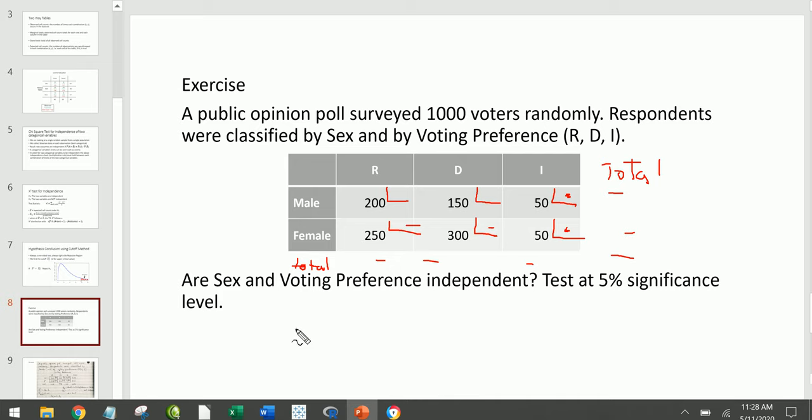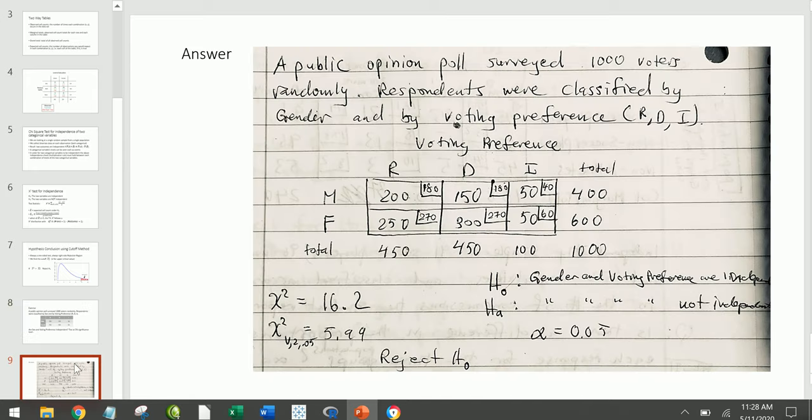I'm going to go to the answers here. Okay, so once you get the marginal totals and the expected cell counts, of course the grand total as well, you formulate your null hypothesis to answer that question: are these two variables independent? Well, the null hypothesis is going to be that sex and voting preference are independent, versus the alternative that sex and voting preference are not independent. Significance level 0.05. Here are the expected cell counts.